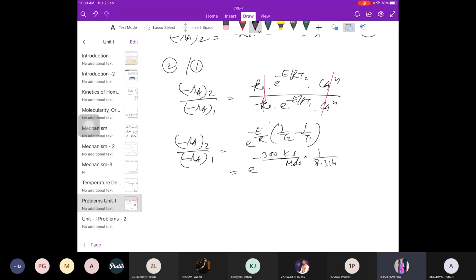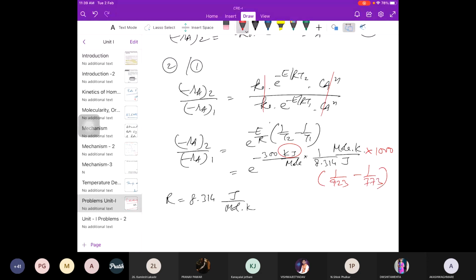R का यूनिट्स क्या है? जूल पर मोल केल्विन. Right. So I have to convert this kilojoules to joules. So I have to multiply by 1000. And bracket में आएगा 1/923 minus 1/773. ठीक है. So I should get a value of 1971.